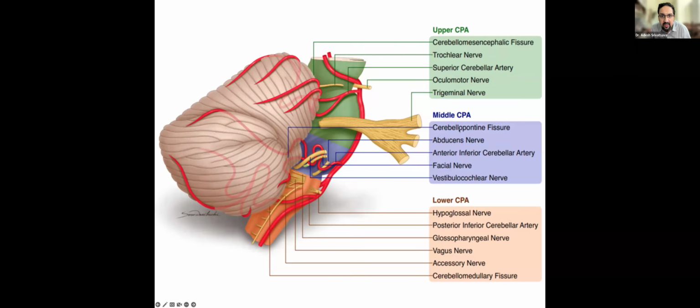The middle CP angle has the vestibulocochlear nerve, and more medially the abducens nerve. Obviously, the vestibulocochlear nerve runs along with the facial nerve. That's your 7th, 8th nerve complex. And finally, the lower CP angle has the lower cranial nerves going into the jugular foramen. That's your 9th, 10th, and 11th nerves, and the hypoglossal nerve more inferomedially going into the hypoglossal foramen.